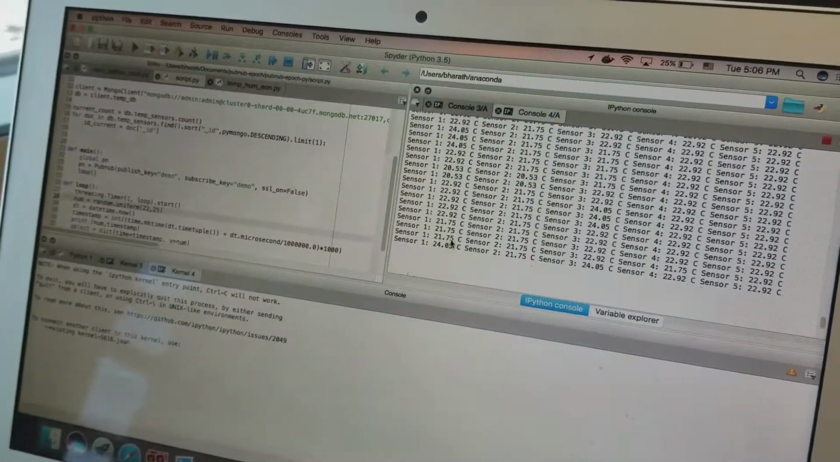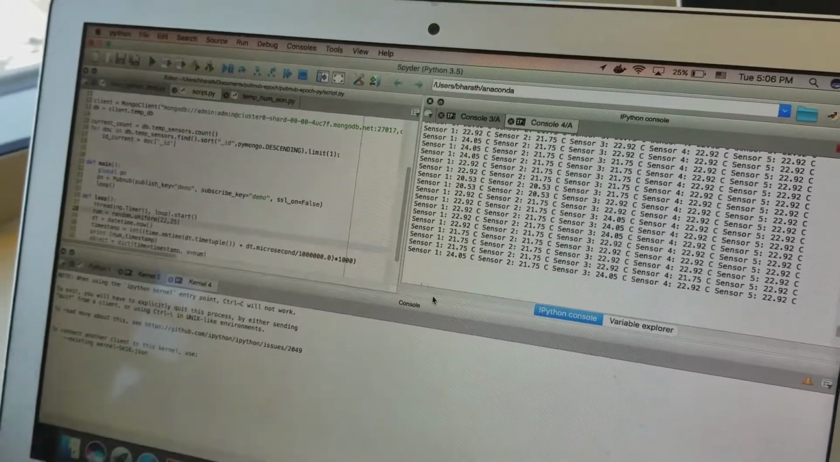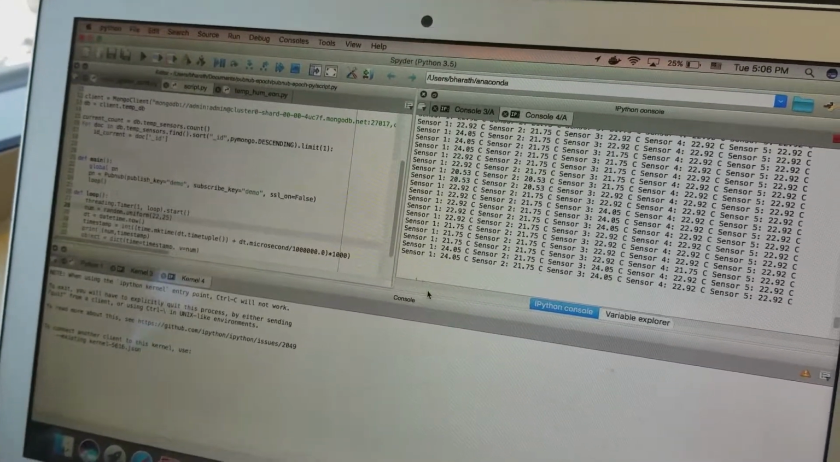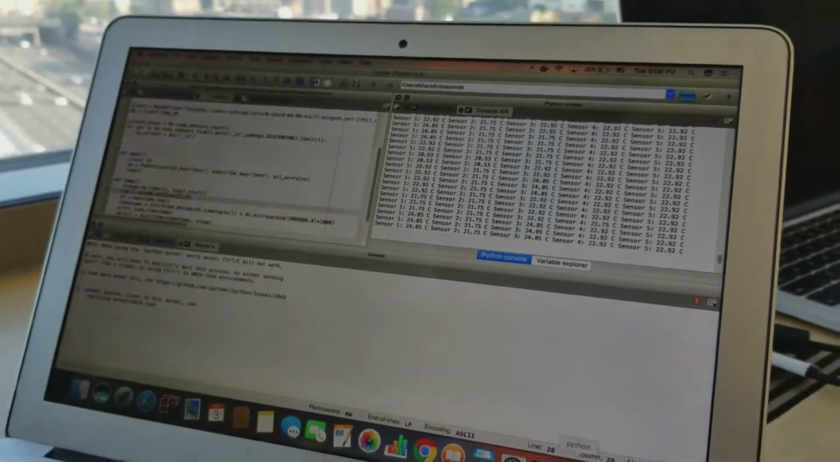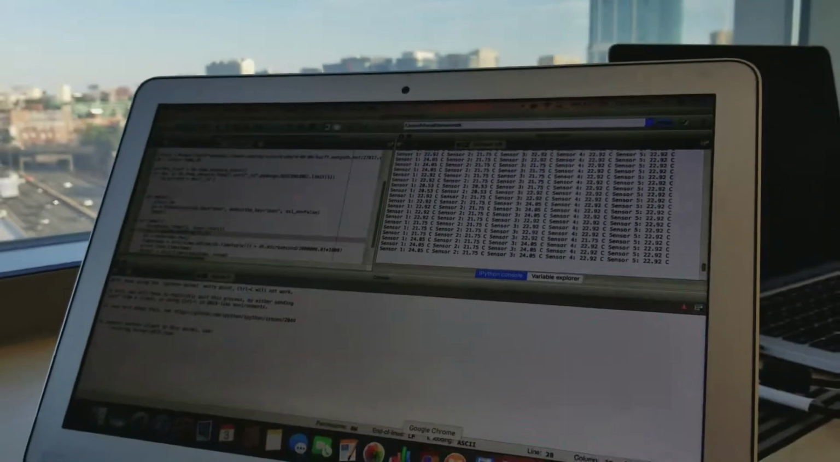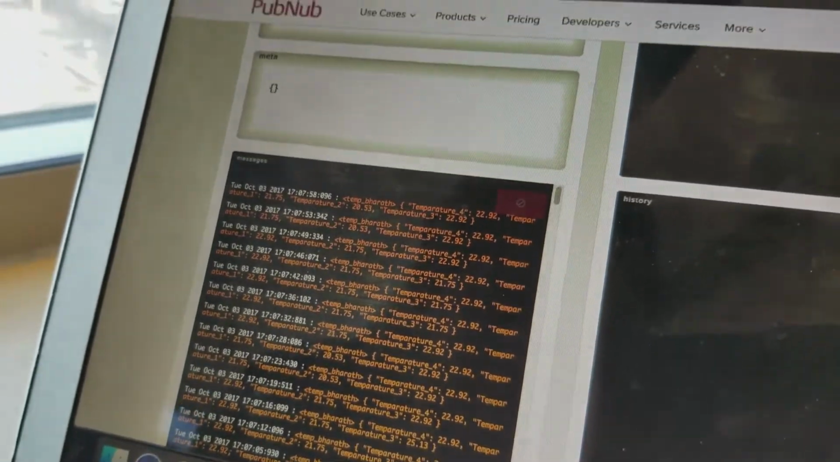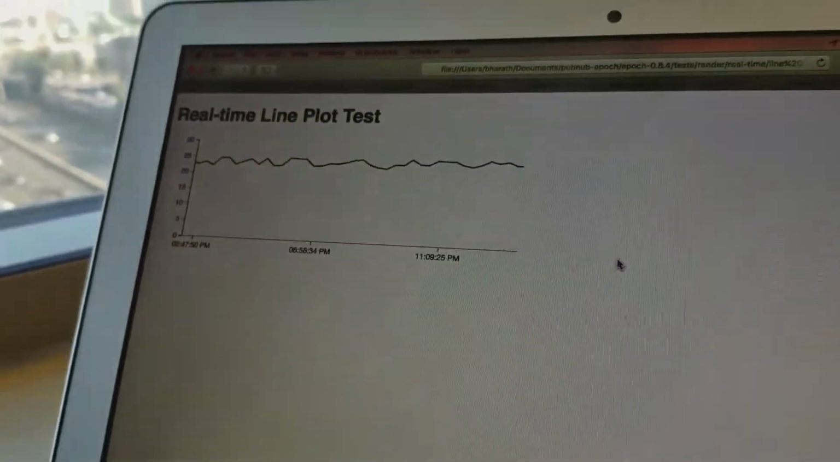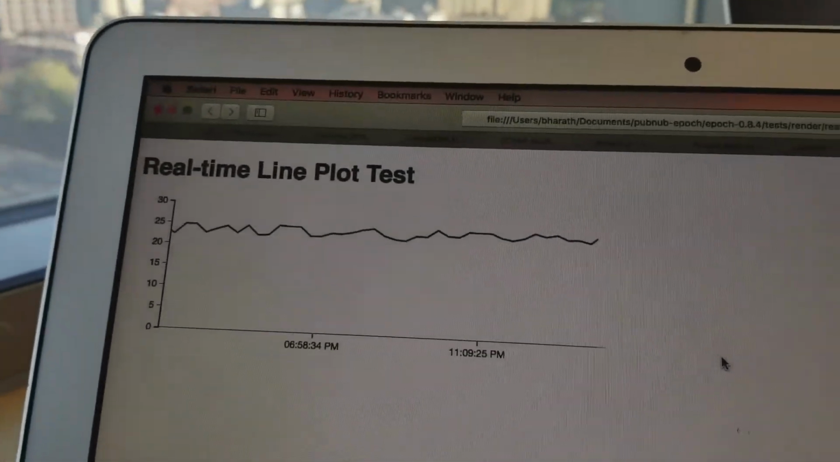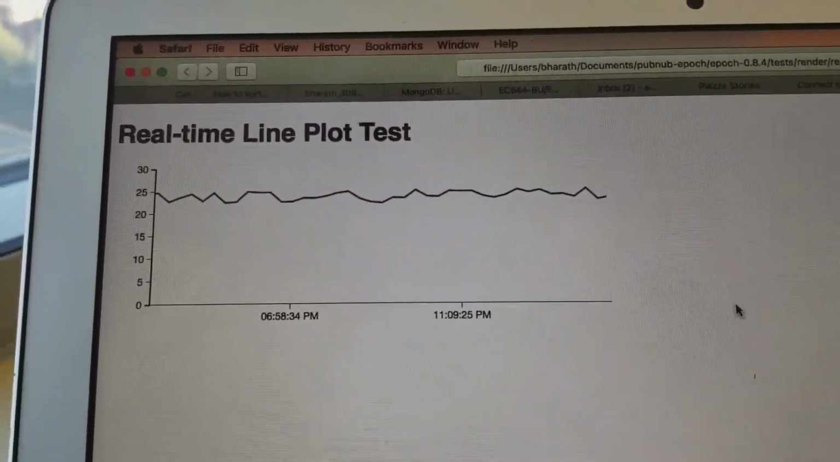These readings are now being published to a database using the PyMongo library, and this is the plot. As you can see on this page, we are using a software called PubNub, which is publishing the data from the sensors to a channel. This data is being accessed by this HTML file and plotting the real-time data from one of the sensors.